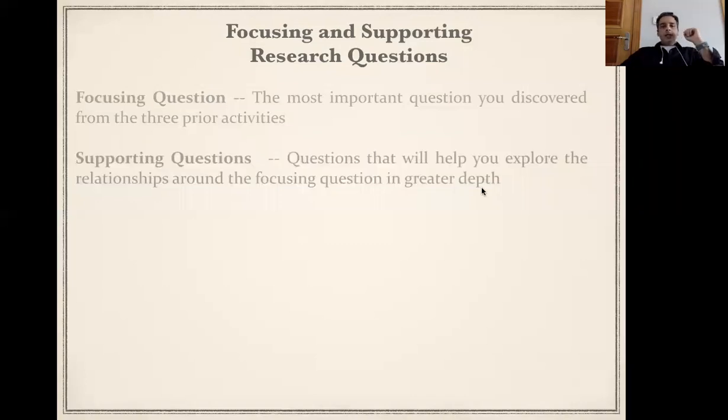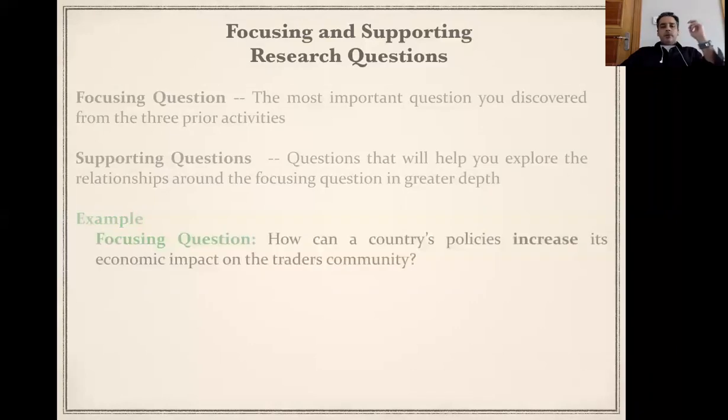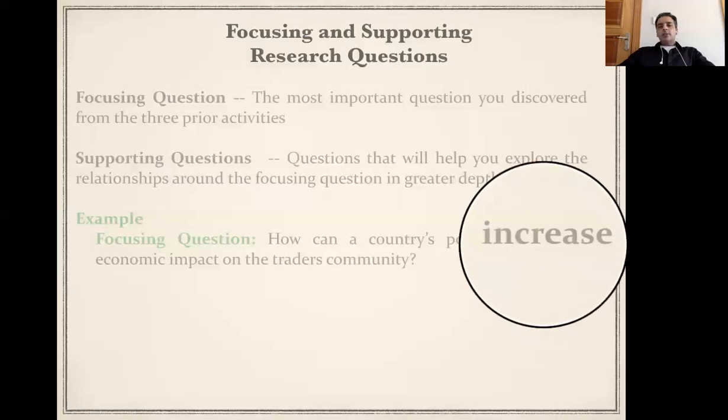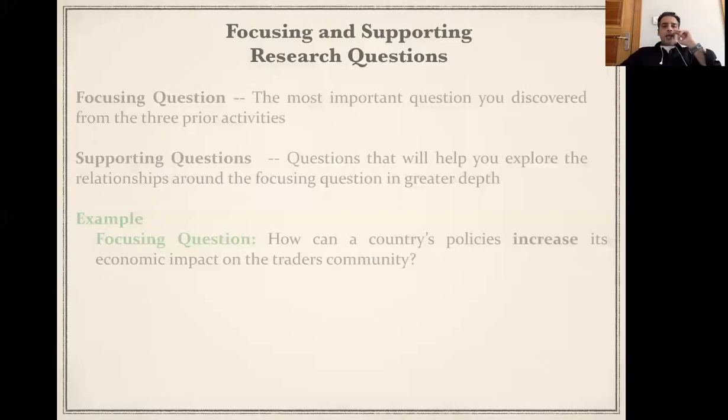Now, an example. Suppose I have a focusing question: how can a country's policies increase its economic impact on the traders community? In this case, this word increase is of importance. That is something we are looking for. How can a policy of a country increase its economic impact on the traders community? For example, this is my focusing question.